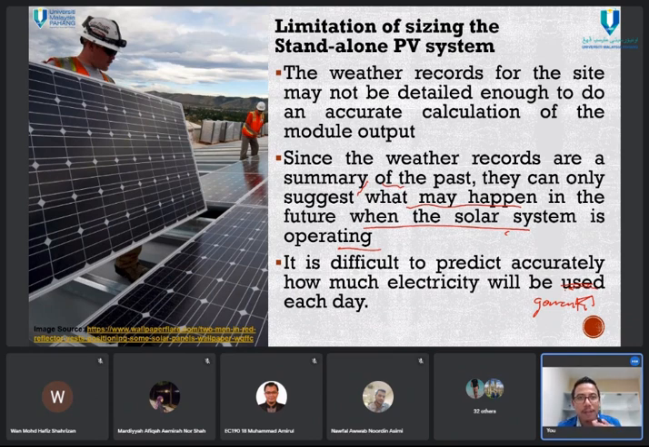If our place is always raining, every month maybe a raining season, for example, then that is not suitable. That's why it's very critical to see the weather records.